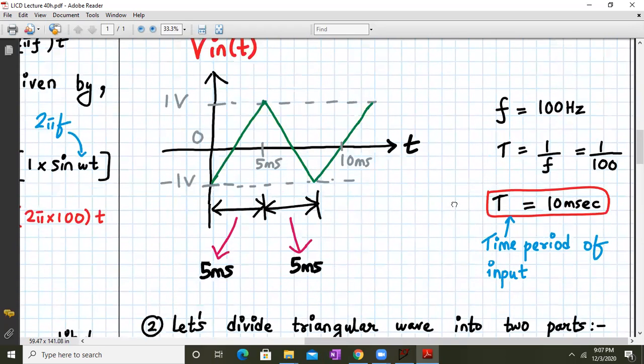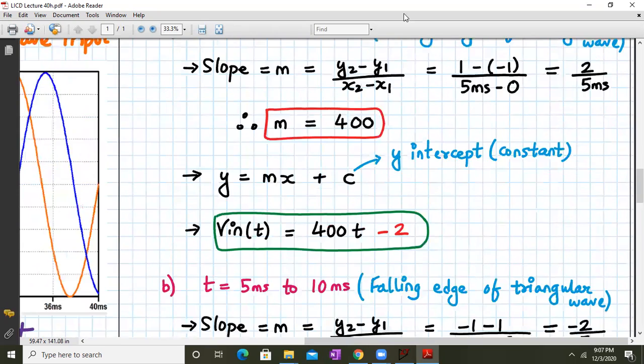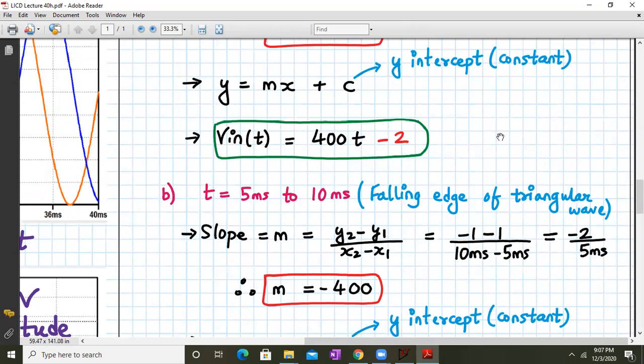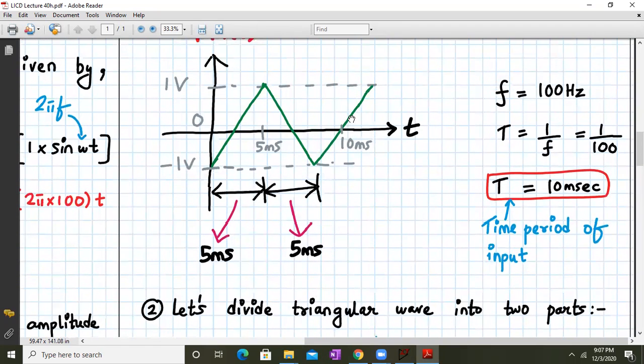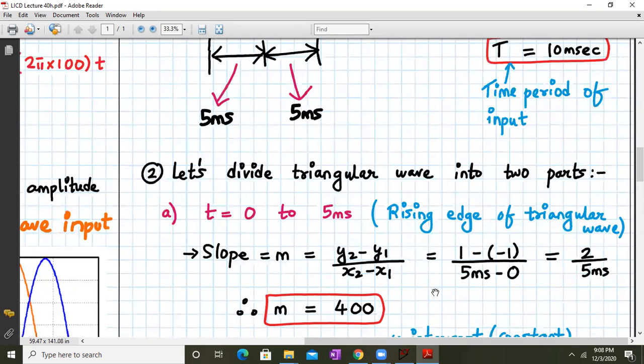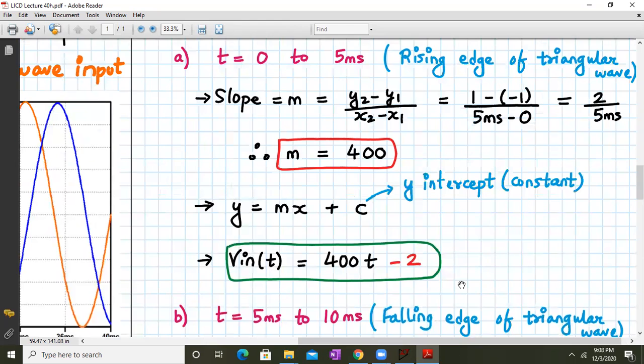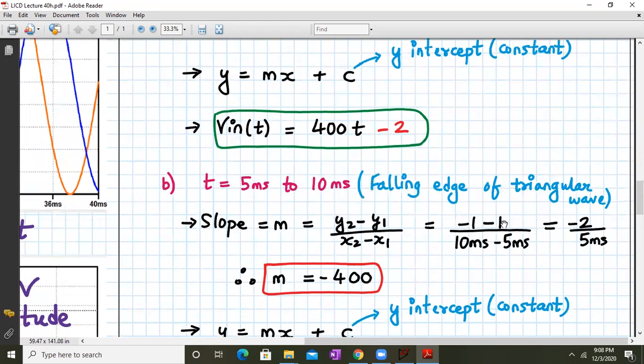Now similarly, we will analyze from 5 millisecond to 10 millisecond, which will be a falling edge of the triangular wave. So from 5 to 10 millisecond, falling edge of the triangular wave, what will be y2 minus y1? So it's a falling edge, right? So it will be minus 1 divided by 10 millisecond minus 5 millisecond. So it is minus 1 divided by 5 millisecond, that is minus 2 divided by 5 millisecond. So the slope will be minus 400.